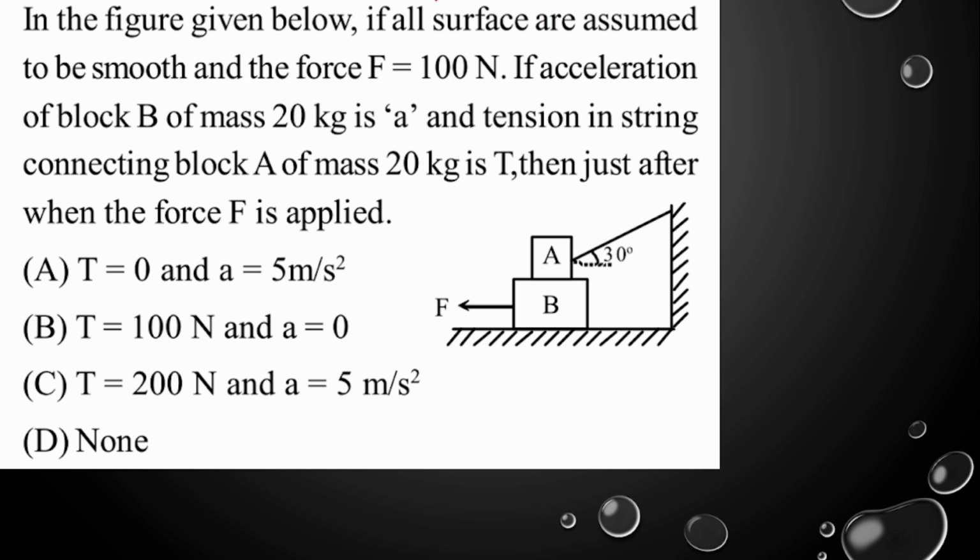Question number 1 is, in the figure given below, if all the surfaces are assumed to be smooth and a force of 100 Newton, if the acceleration of block B of mass 20 kg is a and the tension in the string connecting block A of mass 20 kg is T, then just after the force is applied, what is the tension?